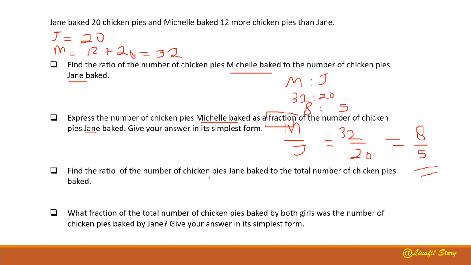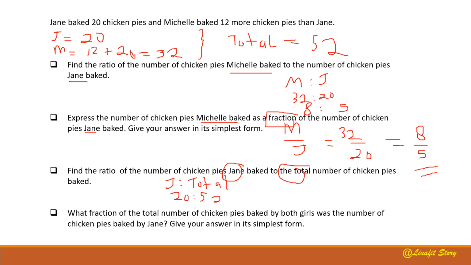Find the ratio of the number of pies Jane baked to the total number of chicken pies baked. So we have to find out the total. So the total equals 20 plus 32 equals 52. So the answer would be Jane to the total. So 20 to 52 equals 5 to 13.